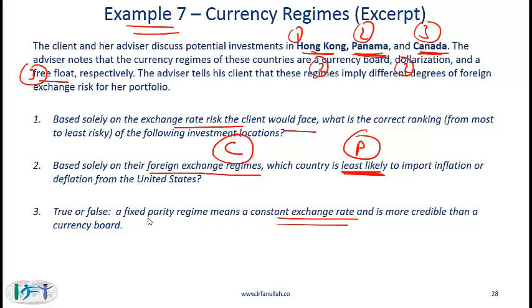Even with a fixed parity system, we do have some bands, so it doesn't mean a constant exchange rate. More credible than a currency board, this is also false, because remember, with a currency board we have a legislative commitment, whereas with fixed parity we do not have a legislative commitment.